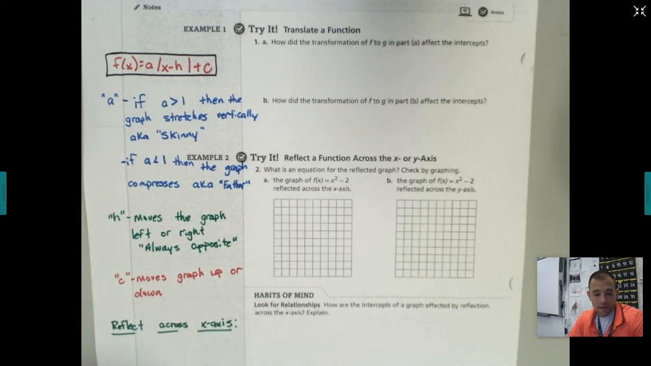All right, y'all, welcome back. Today we are going to talk about topic 1.2, which is transformations.